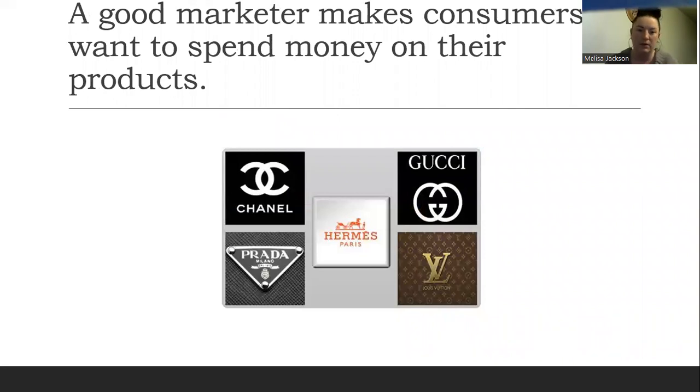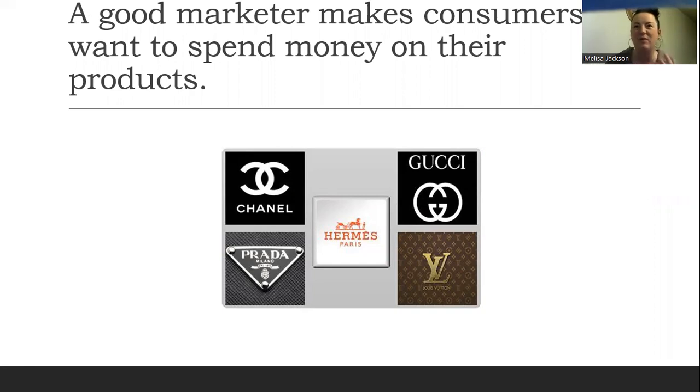A good marketer makes consumers want to spend money on their products. Good marketing really does this. It makes you feel some kind of way about the product or service that they're offering. You can't live without it. You shouldn't be without it. You're not going to be healthy without it. You will look better with it. You will feel better with it. Your coworkers will love you. Your family and friends will love you.